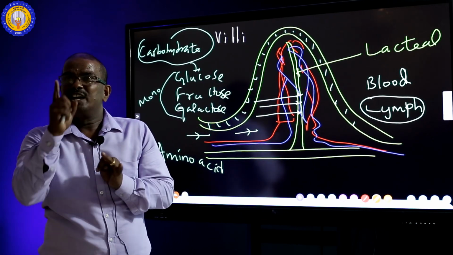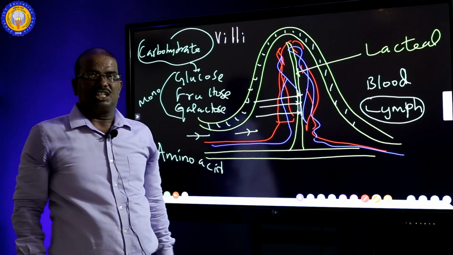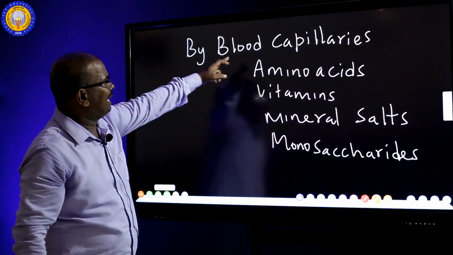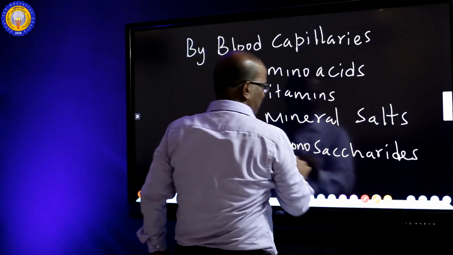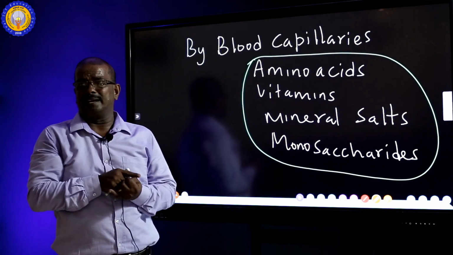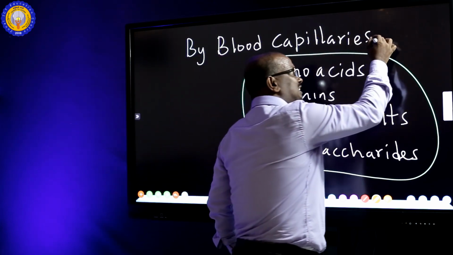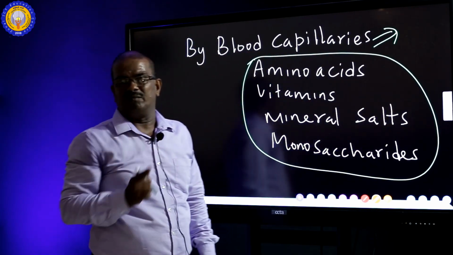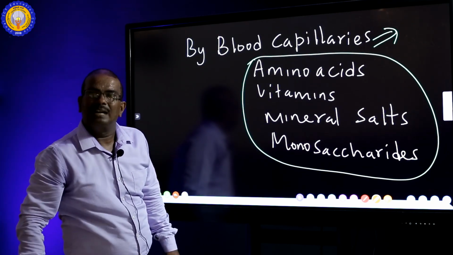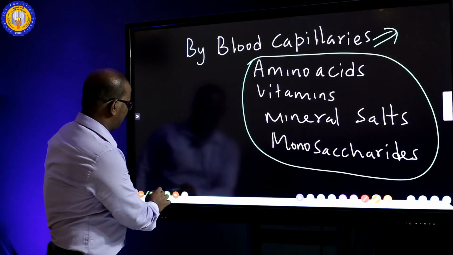Third function of the human digestive system is the removal of undigested food. So by blood capillaries, you have to know what is absorbed: amino acids, vitamins, mineral salts, monosaccharides, glucose, fructose and galactose. This blood capillaries make which blood vessel? Hepatic portal vein. From which organ to which organ? Small intestine to liver. So blood capillaries absorb these digested end products.